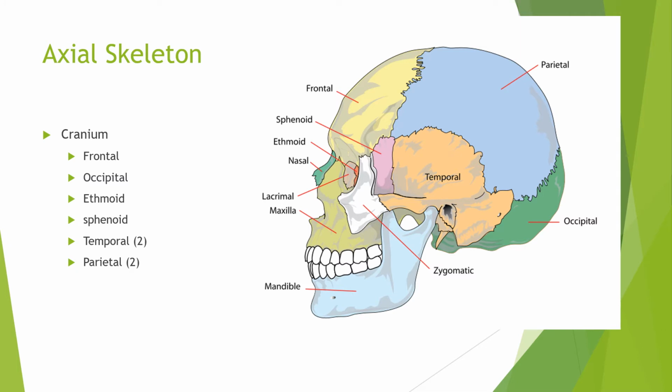Let's start by looking at the cranium. The frontal bone is the anteriormost bone of the skull. The occipital bone is located posteriorly. The ethmoid is visible through the orbit. The sphenoid is lateral. We have two temporal bones, a right and a left. And we also have two parietal bones, a right and a left.